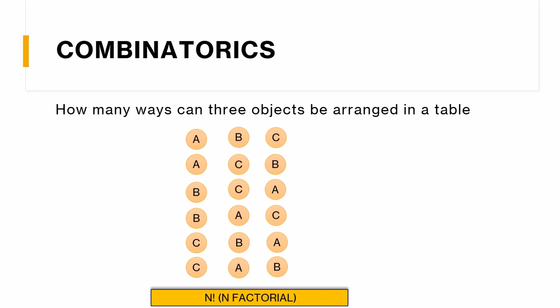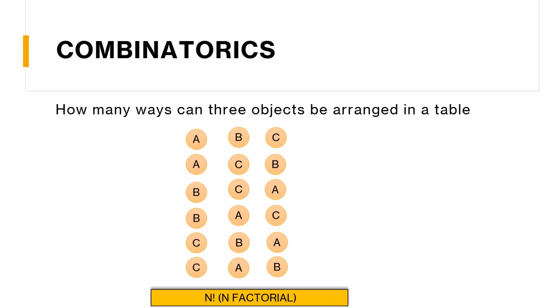So for 3 objects, 3 factorial would give us the maximum number of combinations possible. For 5 objects, 5 factorial would give us the maximum number of combinations. For 10 objects, 10 factorial would give us the maximum number of unique combinations. I hope you get the idea. But what if we had 1,000 objects?